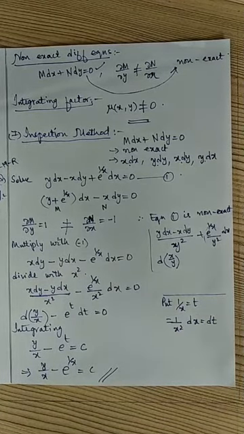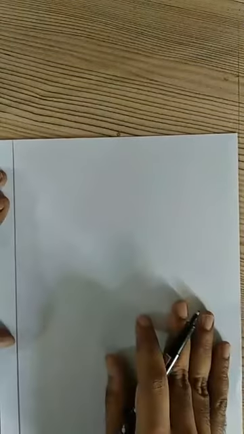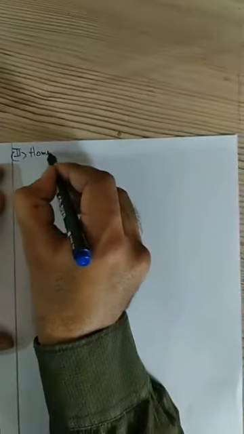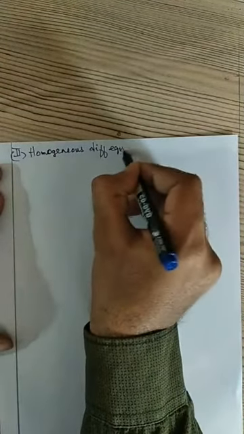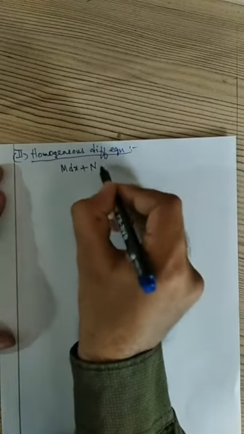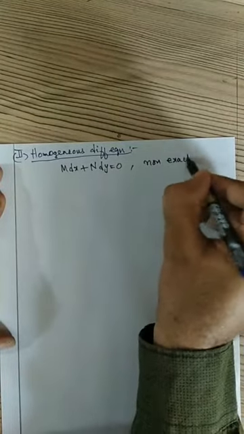So this was the first method for finding integrating factor or solving the non-exact differential equation. Now we will see the second method, for solving the non-exact differential equation, which is the homogeneous differential equation. Right, given equation should be of this form: M dx plus N dy equal to 0. It should be non-exact and it should be homogeneous.